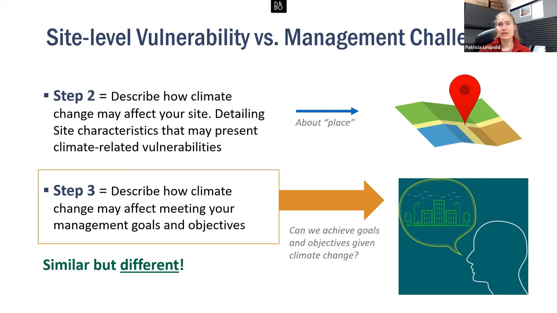Whereas in step three, we begin evaluating how climate change will affect the feasibility of meeting our management goals and objectives under current management. So in essence, can we do what we set out to do given additional stresses put on the system by climate change? We keep these ideas separate on purpose because the site level vulnerability is drawn from site characteristics, whereas management goals and objectives vary based on the values and perspectives of the landowner. Therefore, due to climate change impacts, it may become more difficult to achieve some goals and objectives than others.